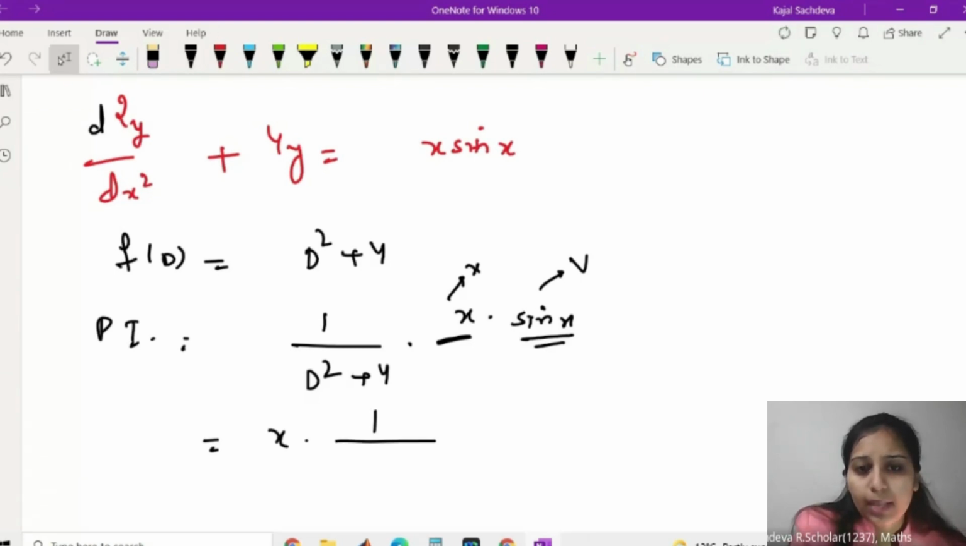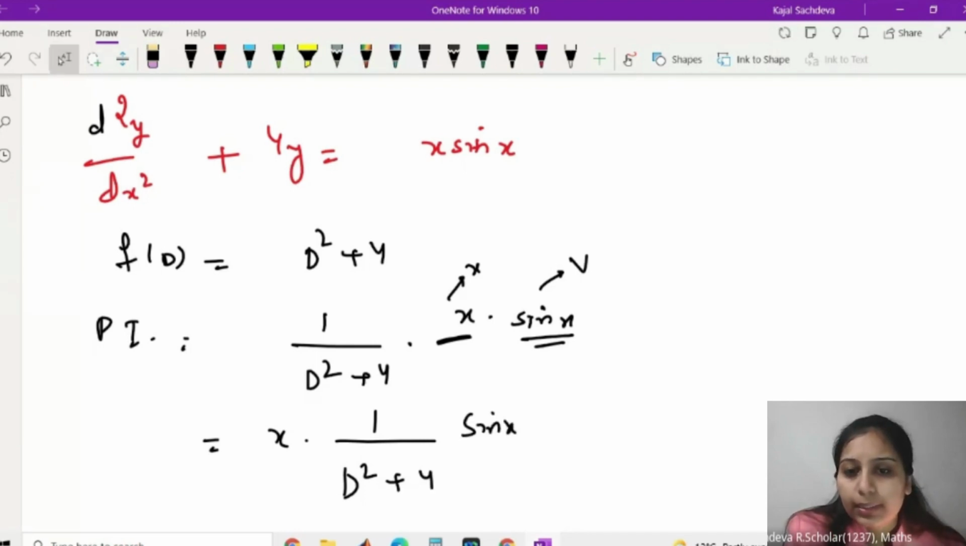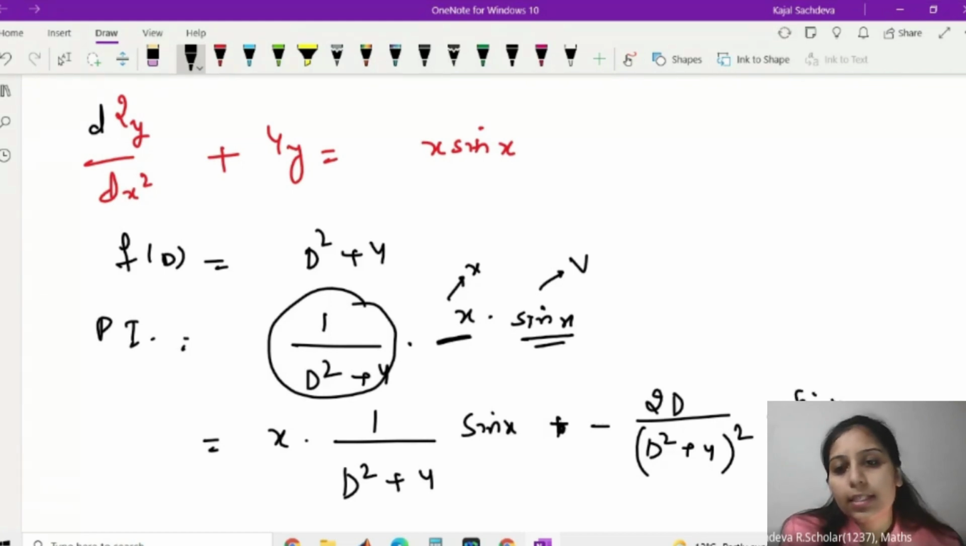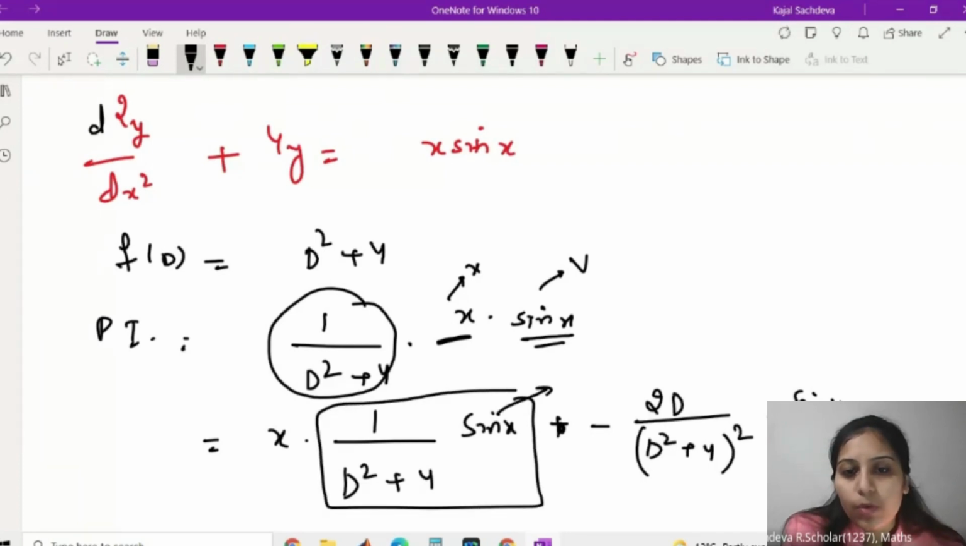So what we will do in this case is take x and then 1/(D² + 4) sin x, plus the derivative of this. The derivative of this is −2D/(D² + 4)² into sin x. So this is our case now. We just simplify this. How can we simplify? We have the formula for sin ax: replace D² by −a², that is −1². So replace D² by −1.